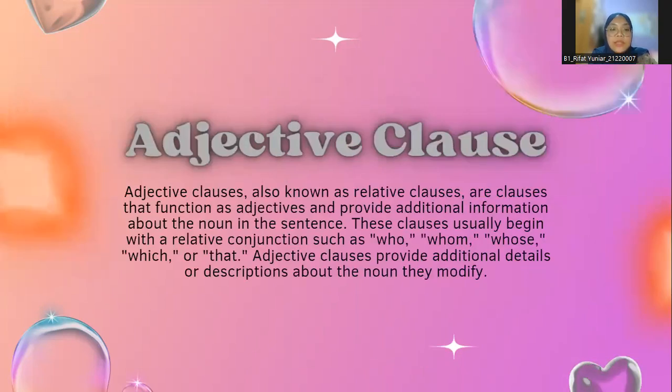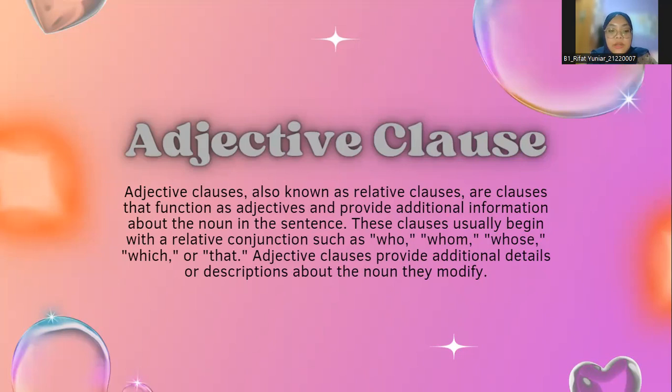Adjective clause. Adjective clauses, also known as relative clauses, are clauses that function as adjectives and provide additional information about the nouns in the sentence. These clauses usually begin with a relative conjunction such as who, whom, whose, which, or that. Adjective clauses provide additional details or description about the noun they modify.